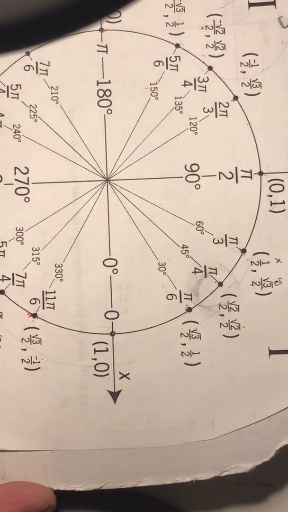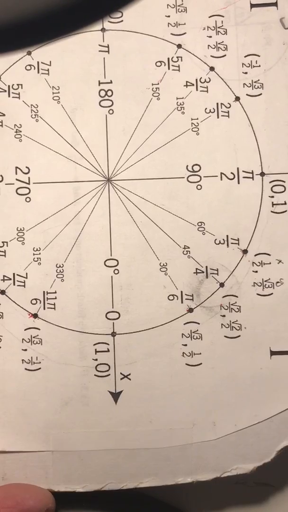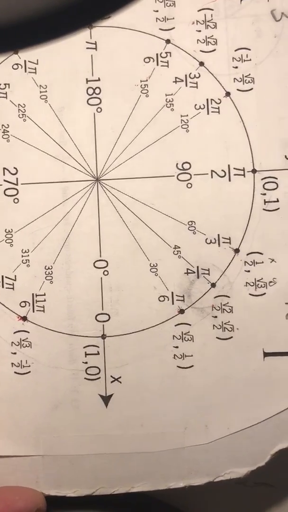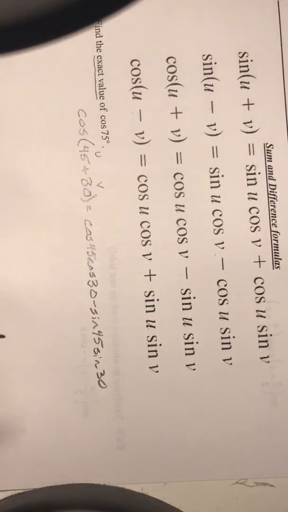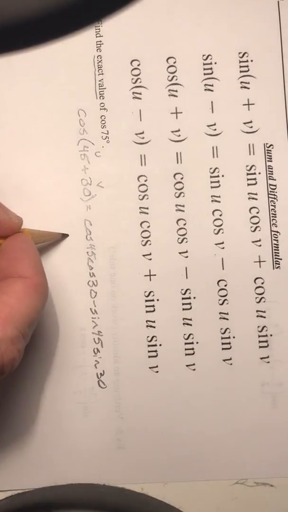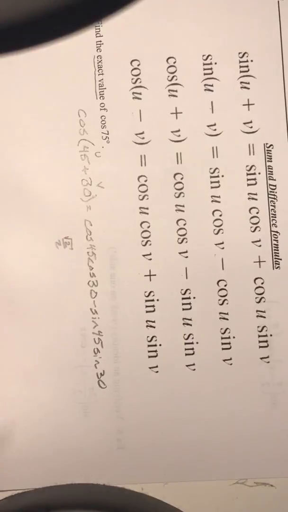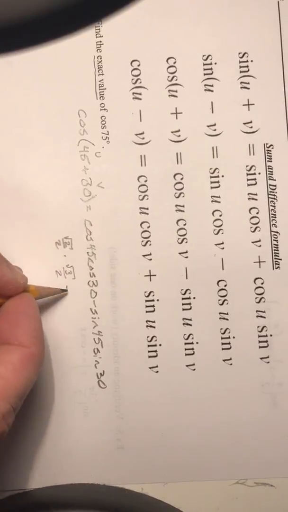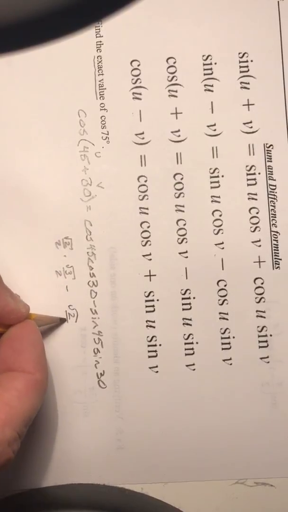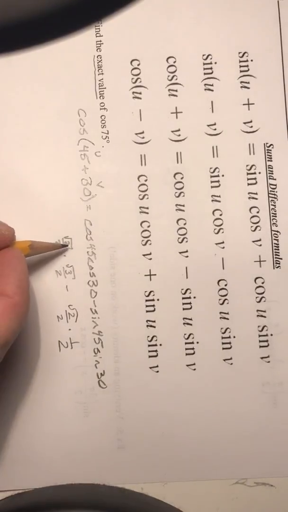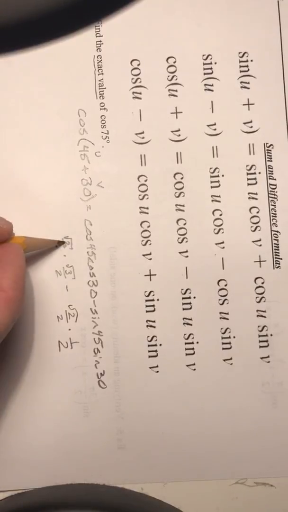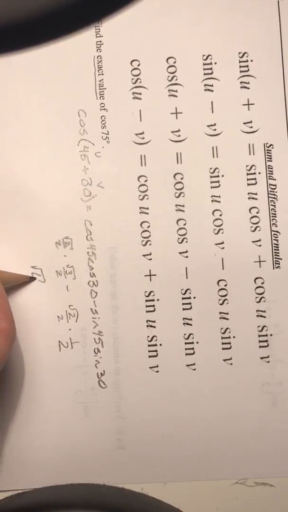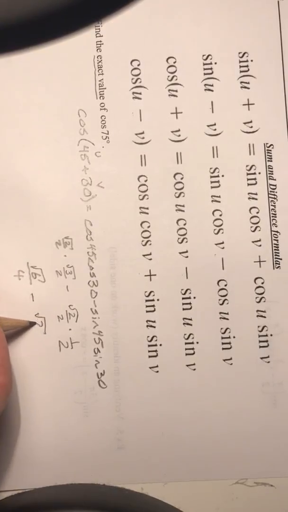I know that this picture is embedded deep inside of your brain, so you don't need to keep looking at this. But I will help us out here. The cosine of 45 is just radical 2 over 2. Cosine of 30 is radical 3 over 2. And the sine of 45 is radical 2 over 2 times a half. When you're multiplying fractions, it's top times top and bottom times bottom. So radical 2 times radical 3, we're going to go radical 6. The denominator is 4. And minus square root of 2 over 4.